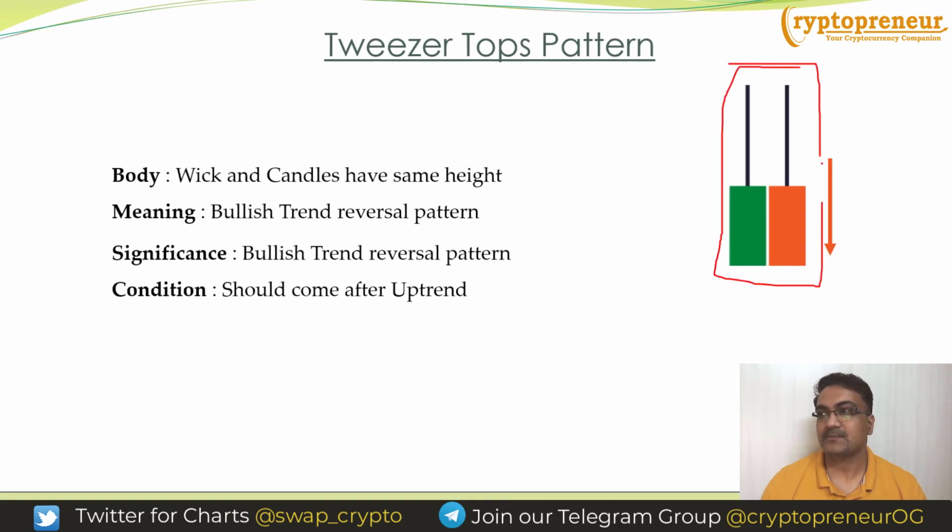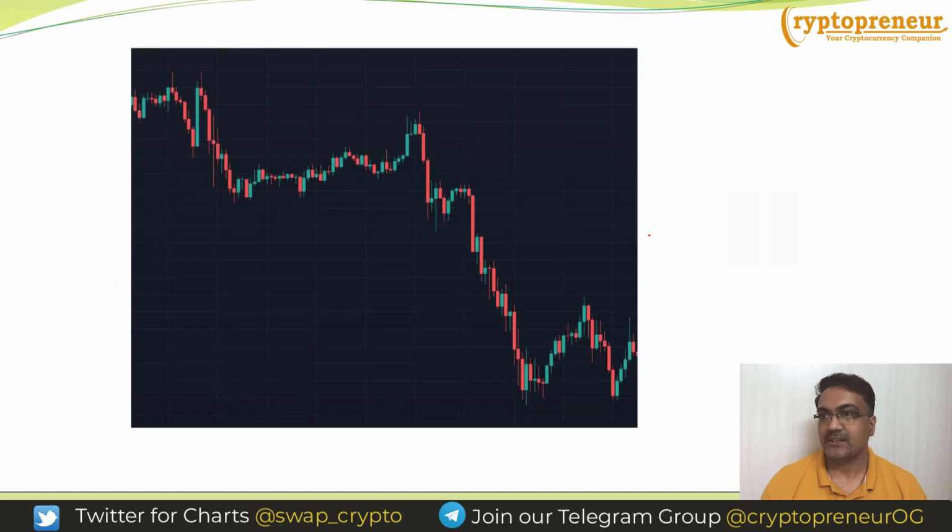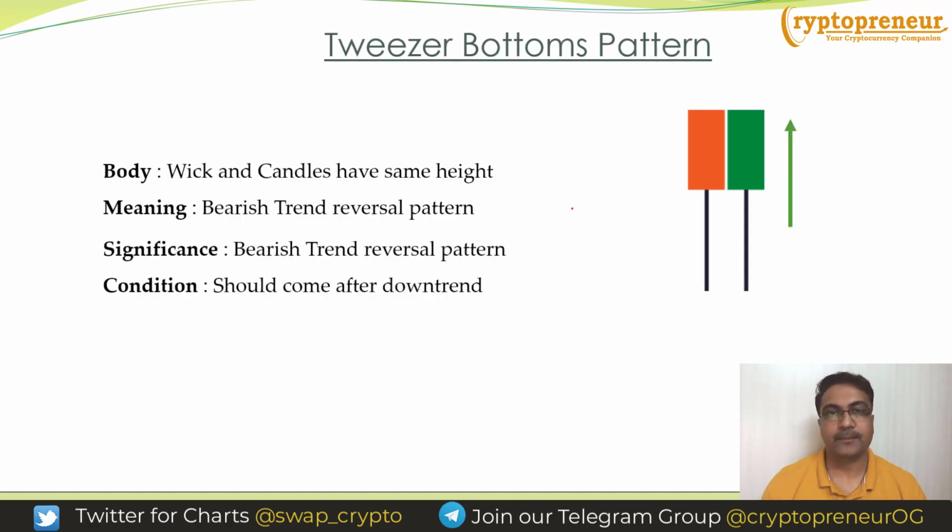So there is always some minor change in the wicks' size, but usually you should observe that the bodies are at least parallel, and they should be engulfing each other. So it is a very strong sign in that case. Then the next type is the tweezer bottom candlestick pattern.